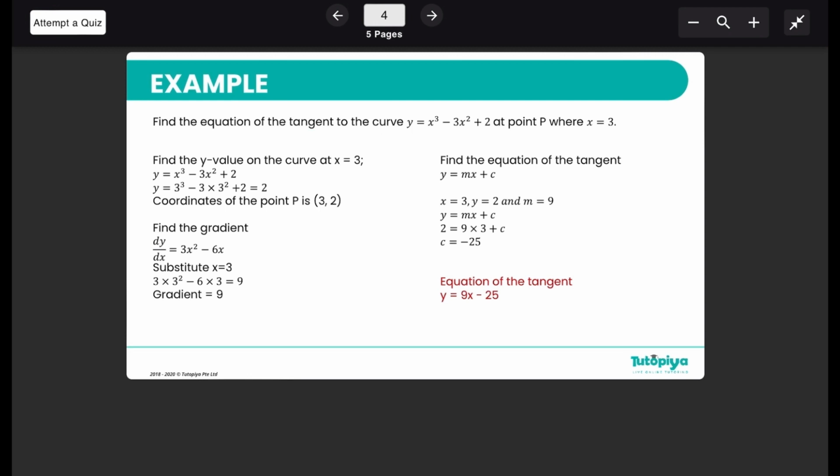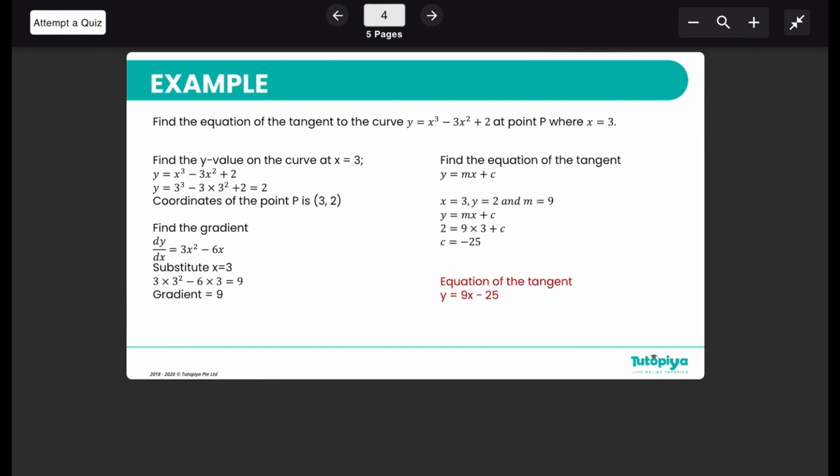So the first thing is you have to actually find the gradient at that particular point, right? So we have been given the curve equation. So what we first do is we start by differentiating the curve equation. So this then becomes 3x squared and negative 6x. So this will give me the gradient of the curve.